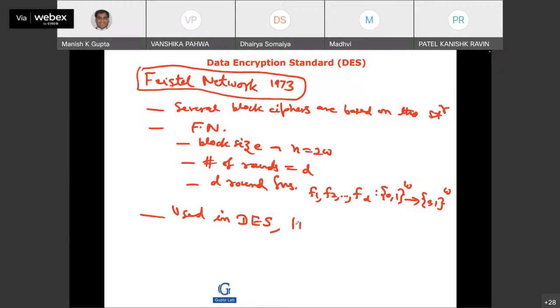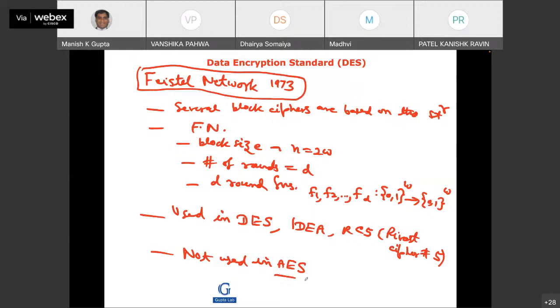IDEA is also a block cipher. RC5 is another block cipher, Rivest Cipher number 5. There are many others. But I should mention that it is not used in AES. The Advanced Encryption Standard is not based on the Feistel network, so that is a little bit different.